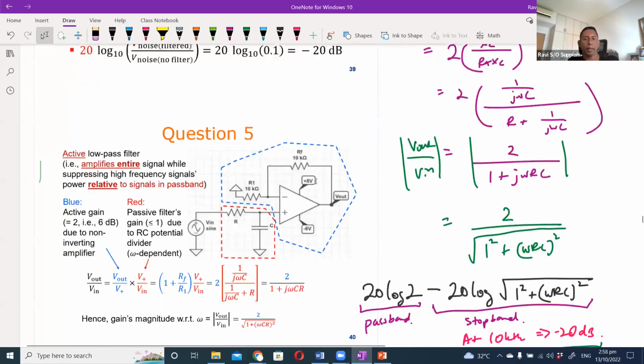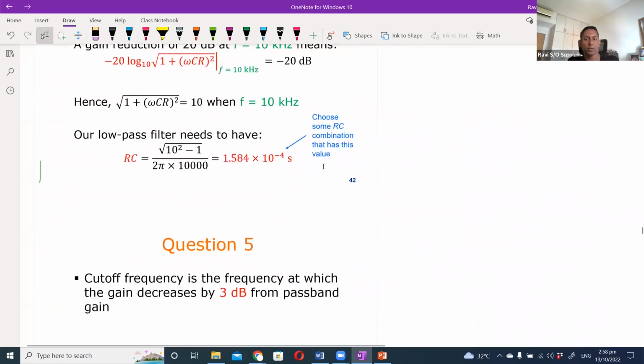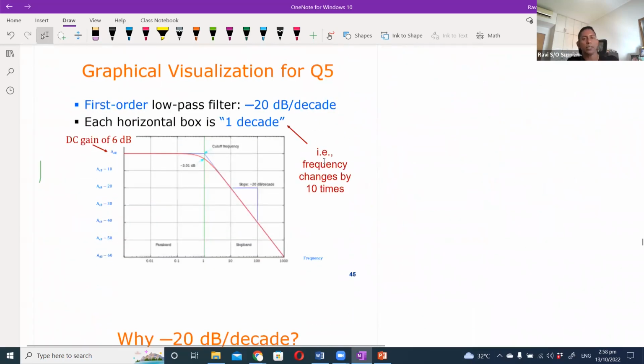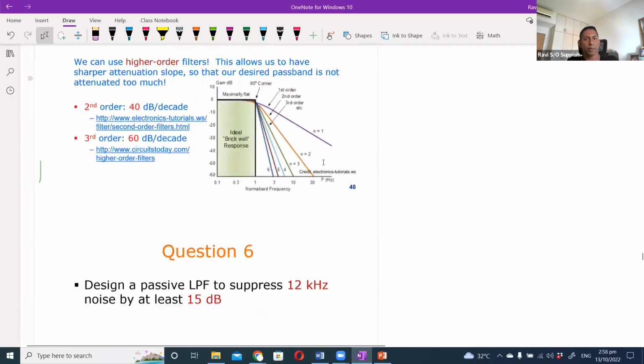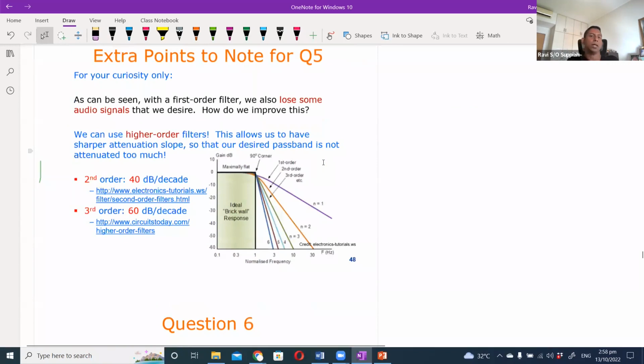You can come up with a better solution. And what is a better solution? The better solution is to use what we call a better filter. So let me come here. What we created is what we call a first order filter, a single RC. You can cascade a few different first order filters and come up with what we call a second order or third order filter. And when we create higher order filters, what happens is the roll off is faster.